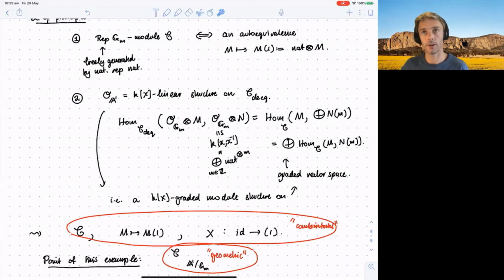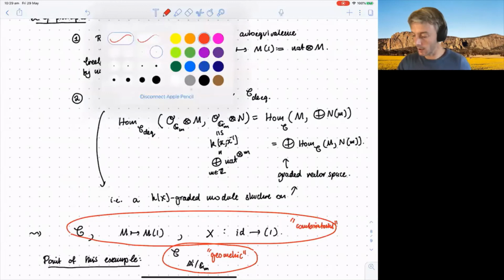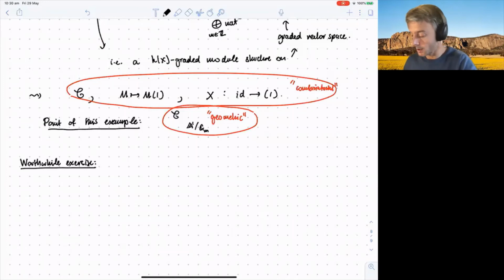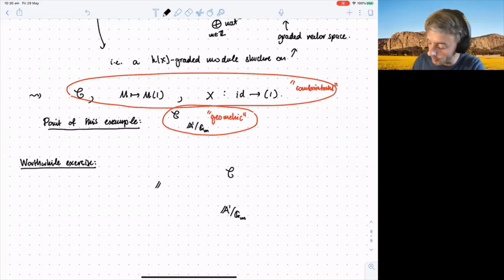And just to continue this example a little, a very worthwhile exercise. So the claim is that to give a category over A1 mod GM is the same as giving this data. So we have our C living over A1 mod GM. Now there are various interesting stacks or schemes that map to A1 mod GM. So for example, there's A1. There's also 0 mod GM. And there's also GM mod GM, which is the same thing as a point. There's also 0 mapping here.